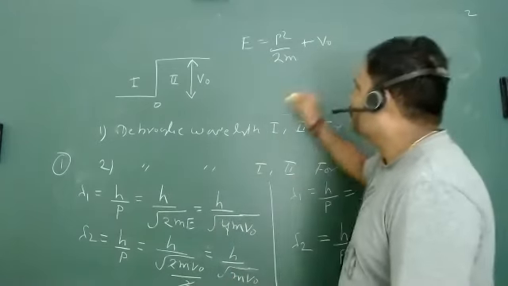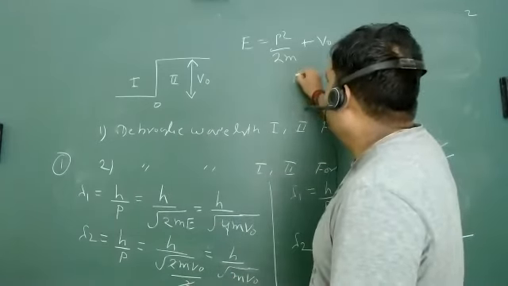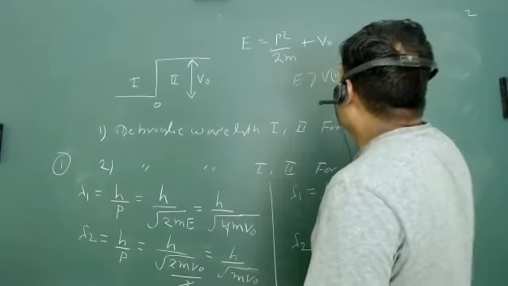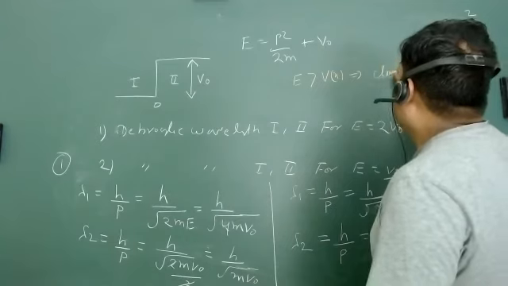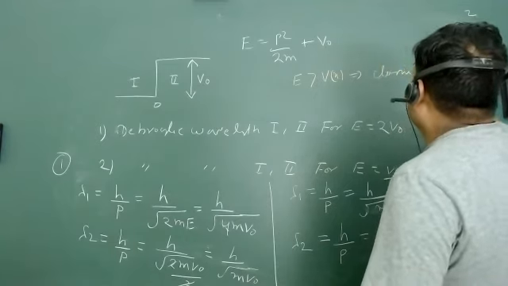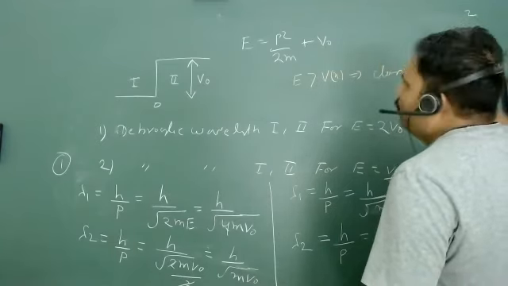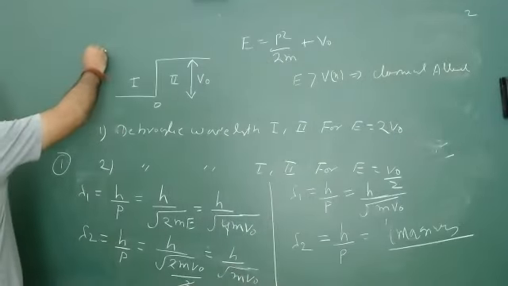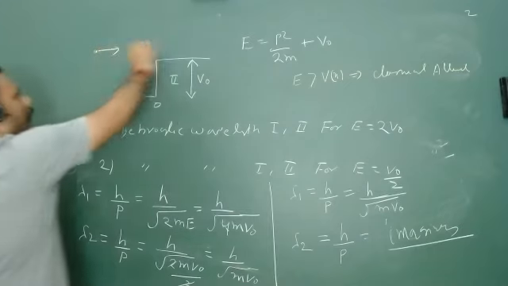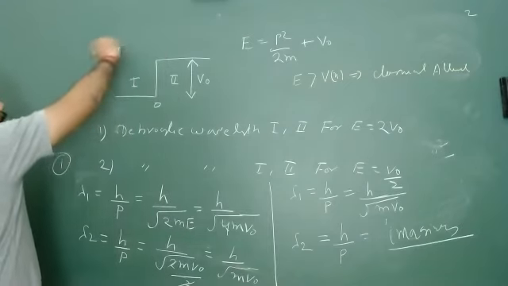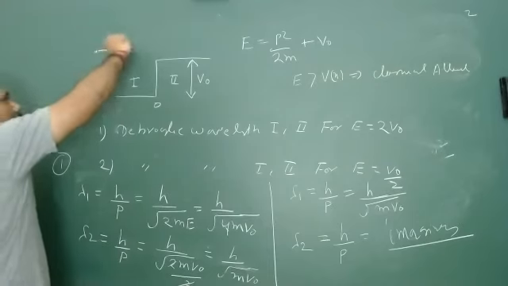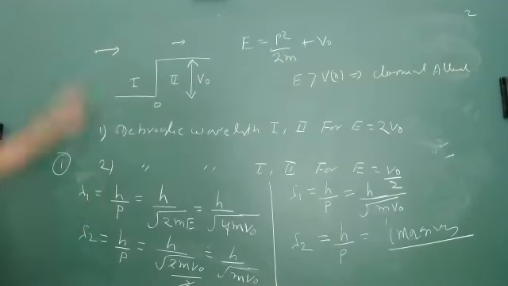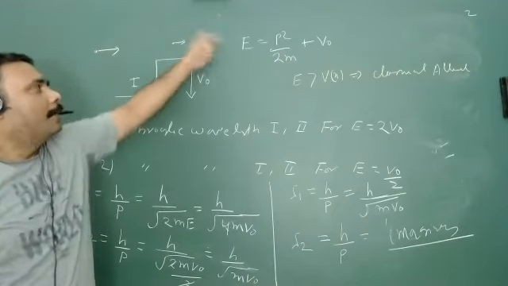What is the meaning of classical allowed region? When energy is greater than potential, then this region is identified as a classical allowed region. What will happen to the particle? Don't worry. In the first level, the particle will come here. It has very high momentum here, and after that its momentum becomes smaller. But yes, you can find the particle in this region.